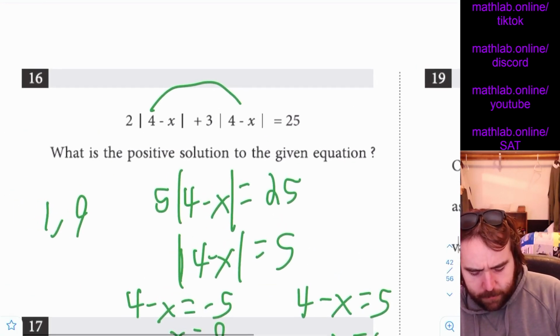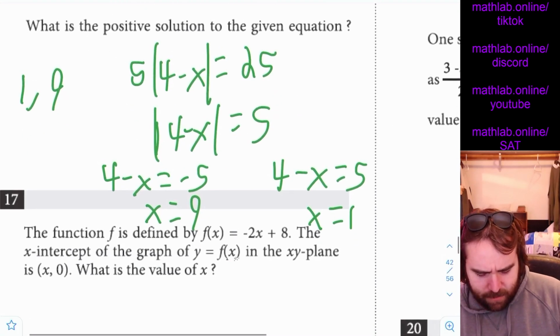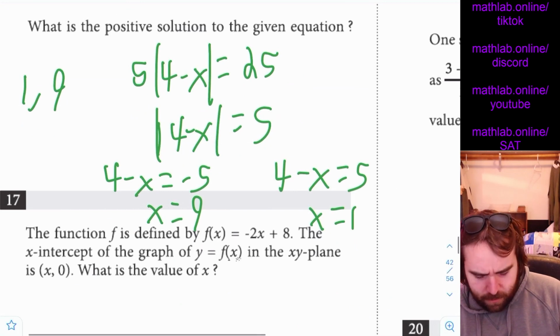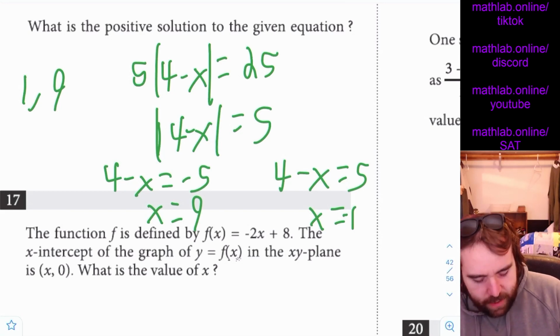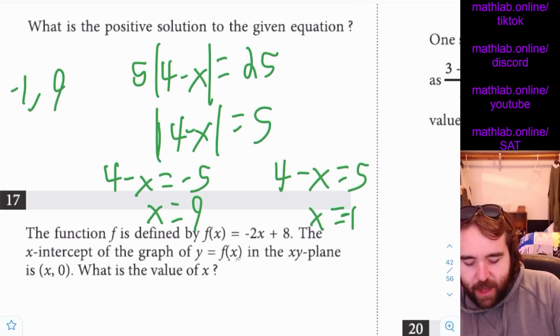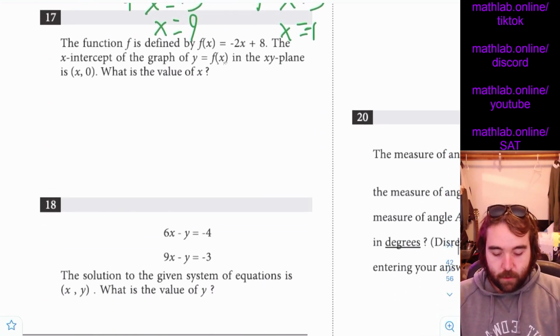Let's plug this in. You plug in 9, you get 5. You plug in 1, 4 minus... This, it's not 1, it's negative 1. It's negative 1 and 9. So then the answer is 9, okay.